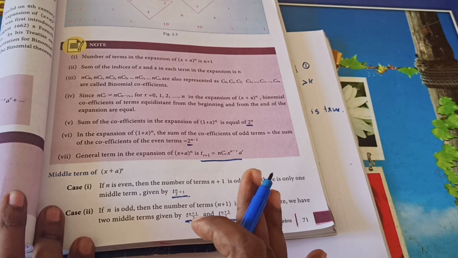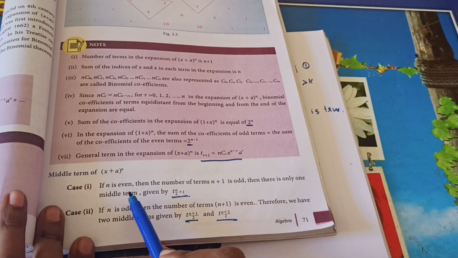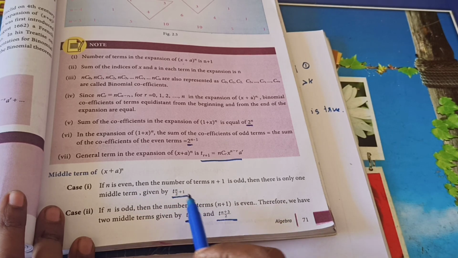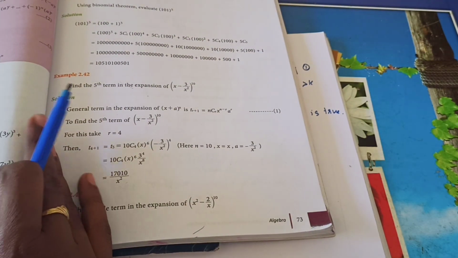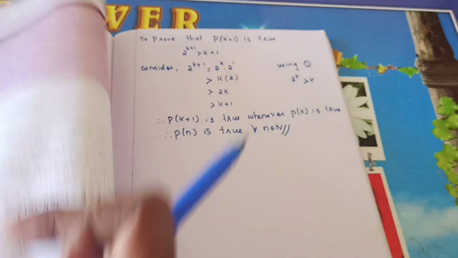You can learn from your book. No need to take notes. So this one is very important. We will use it for problems. Okay. So the middle term is T n by 2 plus 1. Here, if n is odd, two middle terms must be there. Okay, students. Then on the next page some other notes are there.